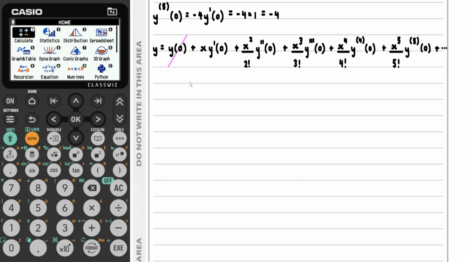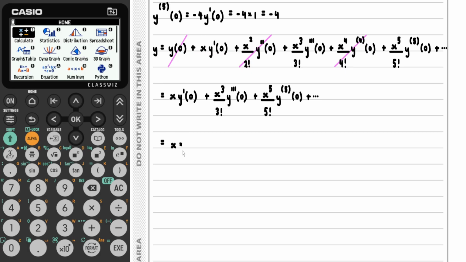y of 0 is 0, y double dash of 0 is 0, y 4 of 0 is 0, leaving us with x times y dash of 0 plus x cubed over 3 factorial times y triple dash when x is 0 plus x to the 5 over 5 factorial y 5 of 0 plus higher order terms.